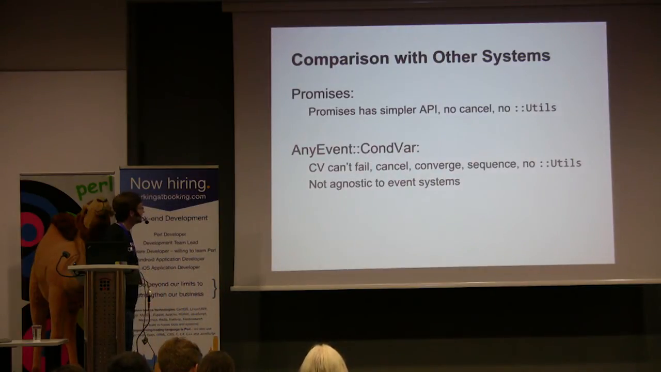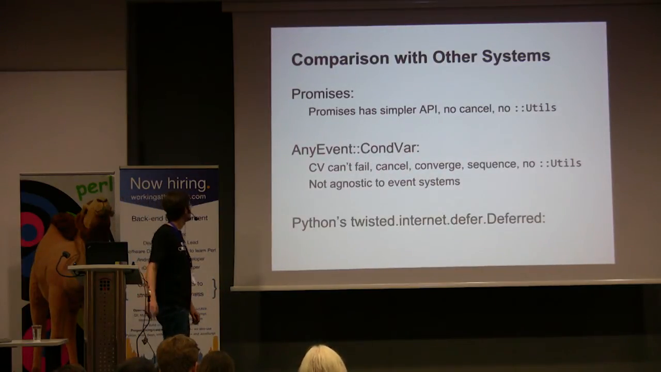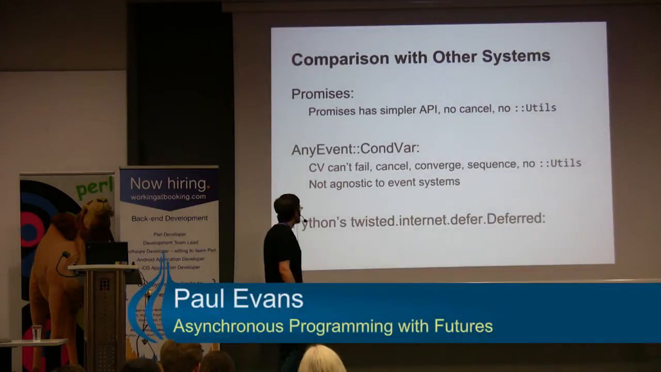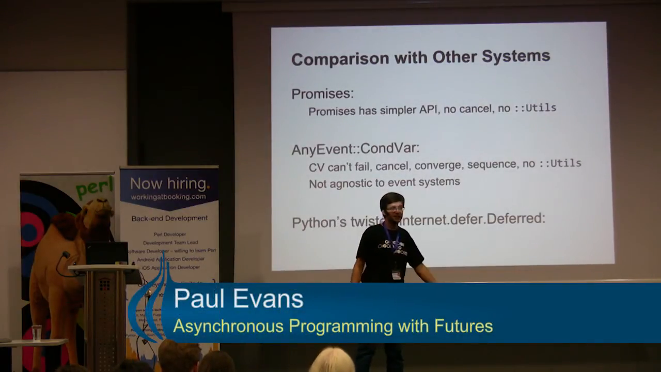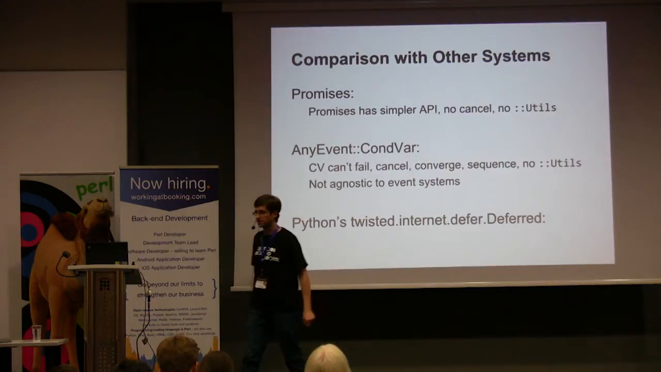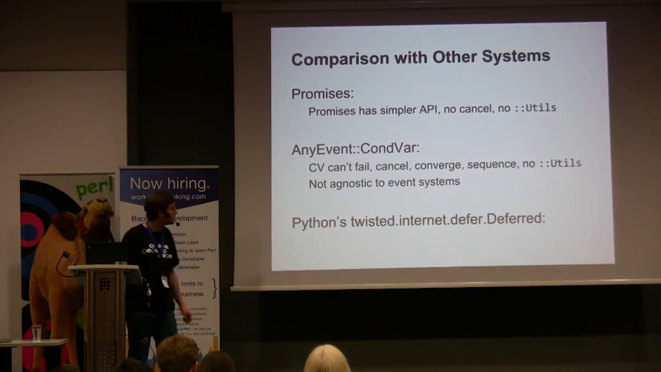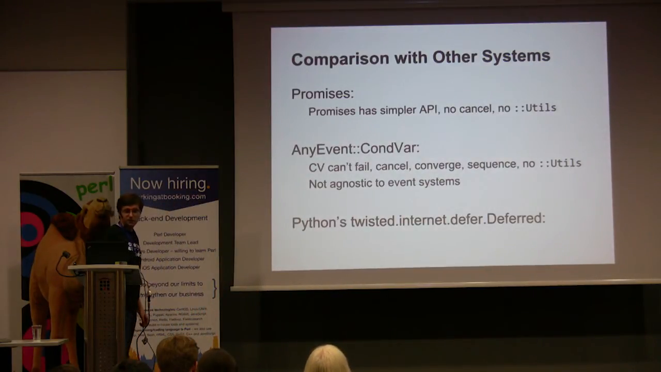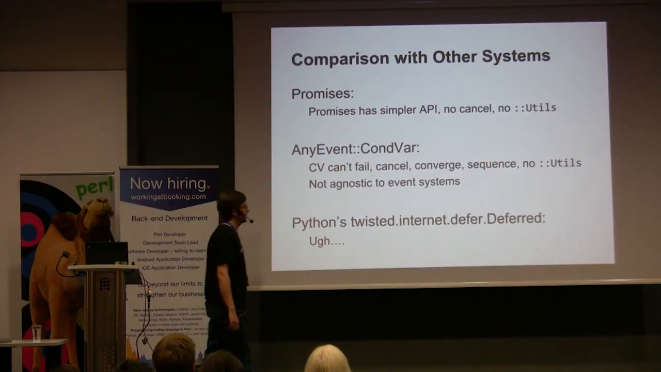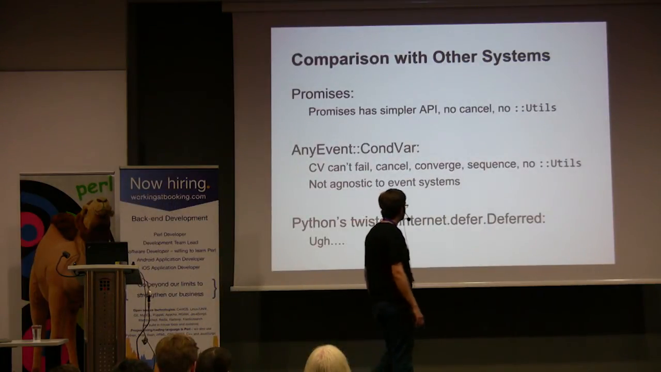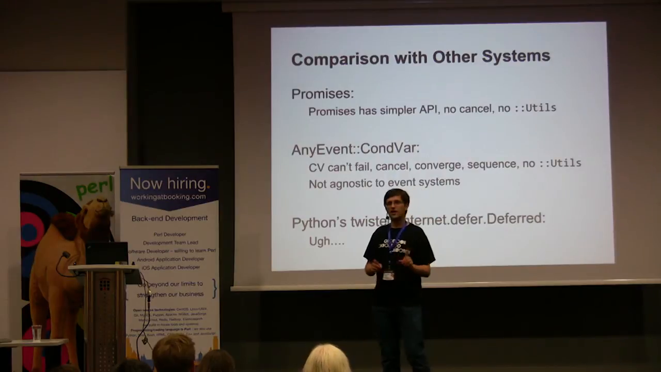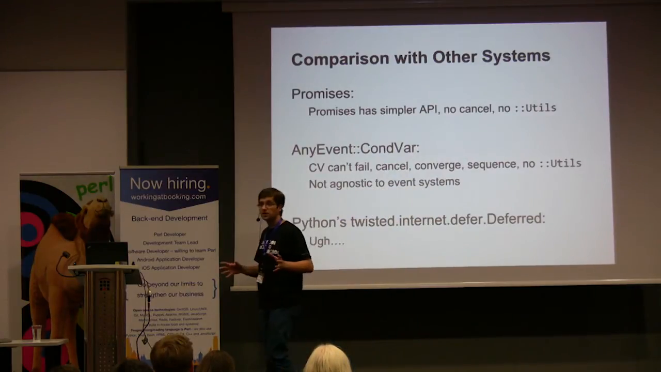And finally, I'm going to talk about something that isn't Perl. Some people might be aware of Twisted from Python, which is one of their asynchronous event systems. And they have a thing called a deferred, which they say is like a future. It isn't. Deferreds made one very fundamental design flaw. A future just stores a list of callbacks.